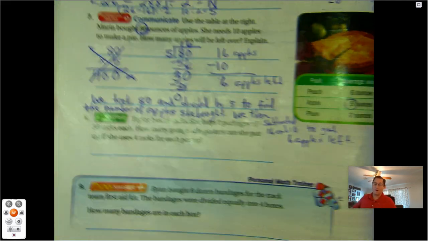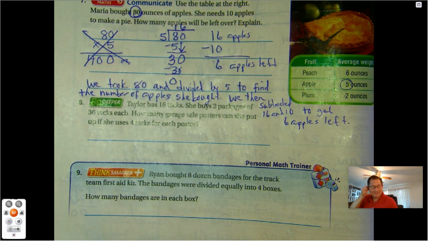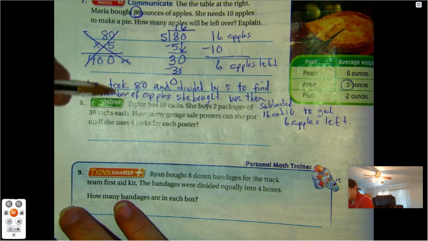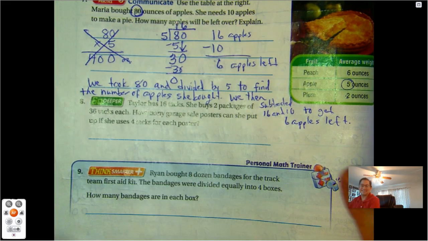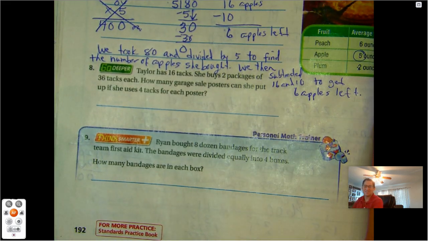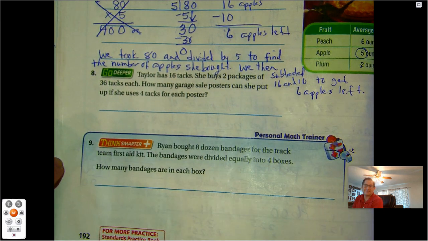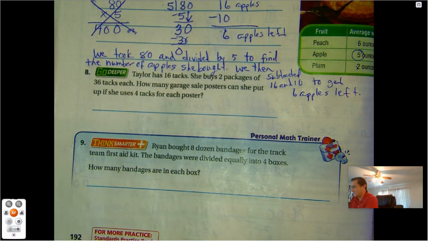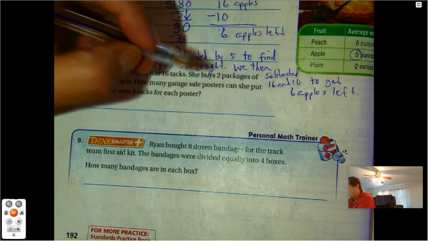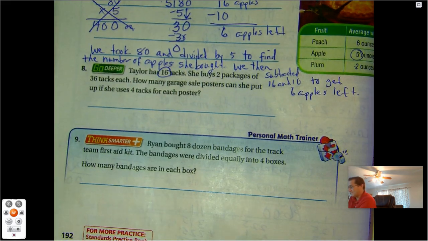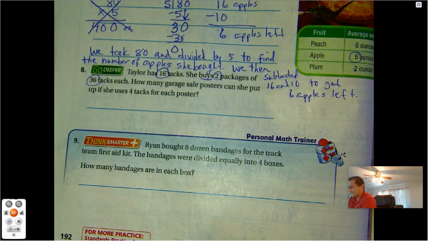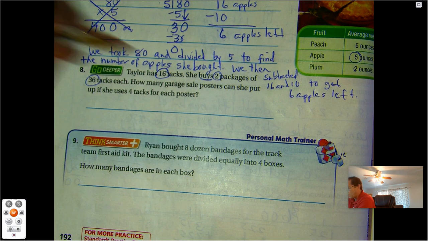So, number 8, Taylor has 16 tacks. She buys 2 packages of 36 tacks. How many garage sale posters can she put up if she uses 4 tacks for each poster? All right, so she has 16. She buys 2 packages of 36. How many garage sale posters can she put up if she uses 4 tacks each?